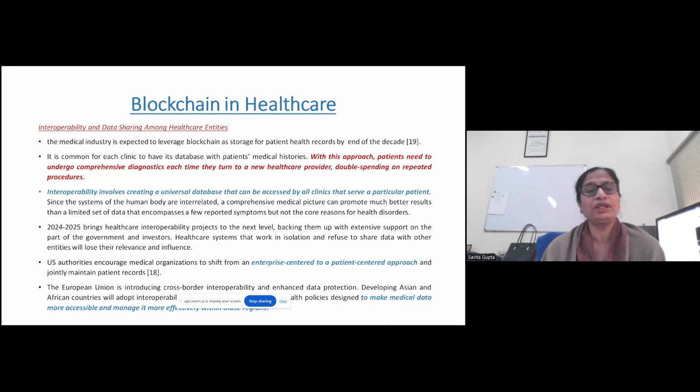The European Union has already introduced cross-border interoperability and enhanced data protection using blockchain technology. Soon, developing countries like India and African countries are also introducing interoperability policies to make medical data more accessible and to manage it with more efficiency and more reliability.